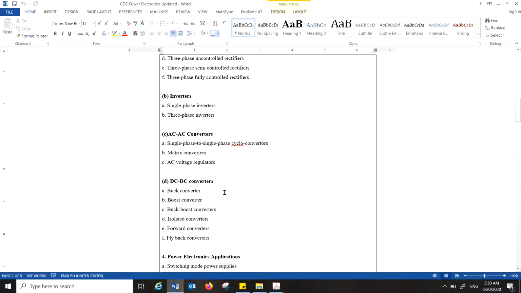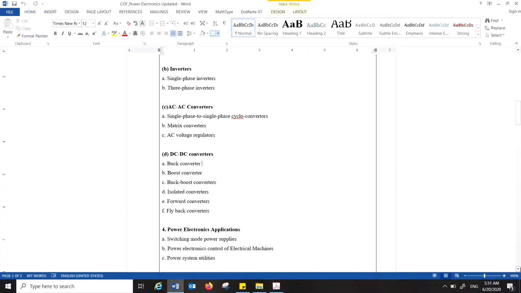And from the next topic, DC to DC converters: buck converter, boost converter, we already covered. Buck-boost, we also did. However, the last three, isolated, forward and flyback, we didn't go through. So we are left with AC to AC converters and these forward and flyback converters, switch mode power supply, and the control mechanisms for electric machines. We will do those if time permits.